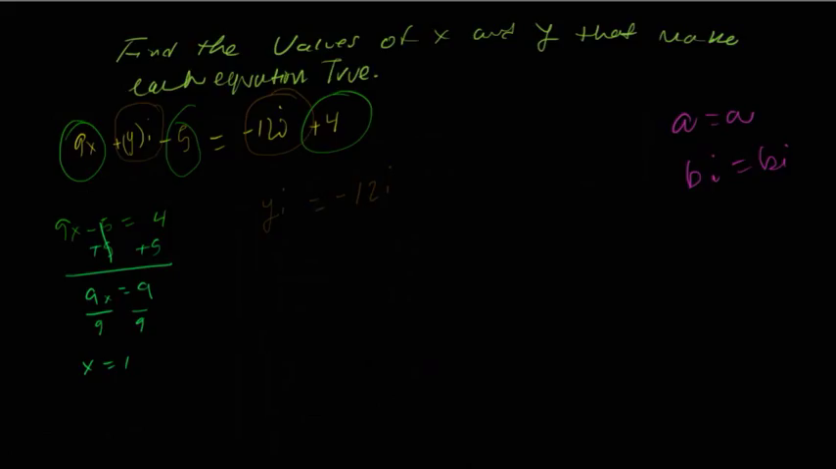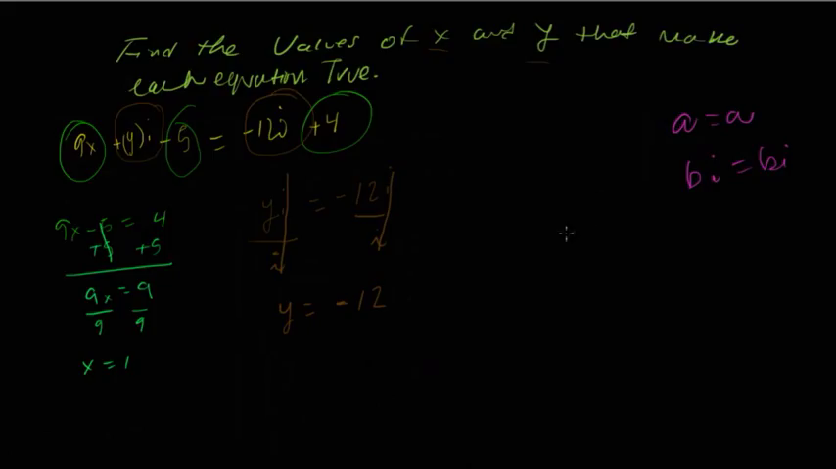Now, the same thing goes for the imaginary numbers here. We want to get the variable y by itself because it says solve for x and y. So we must divide by i because that's keeping y from being alone. So those i's cancel, and I'm left with y is equal to minus 12. So these would be the values of x and y that make this equation true, with y equal to negative 12 and x equal to 1.